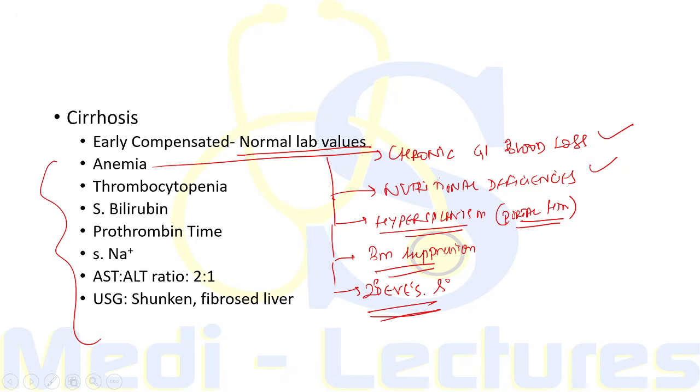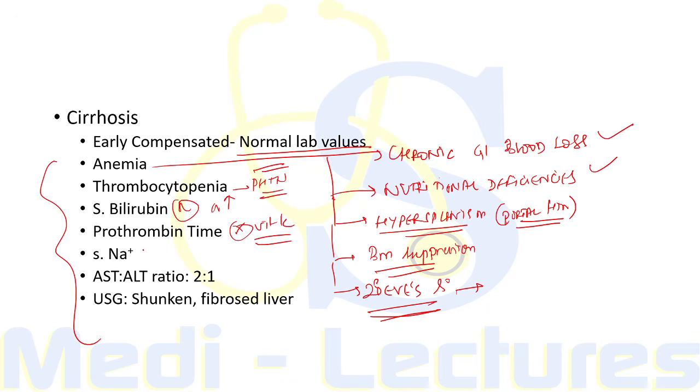Now, Zieve syndrome is a special type of hemolytic anemia due to alcohol in which there is presence of spur cells and acanthocytes. Thrombocytopenia develops due to portal hypertension and splenomegaly, which leads to peripheral degradation of the platelets. Serum bilirubin, as we have discussed, can be normal or elevated. Prothrombin time is often prolonged and will not respond to vitamin K.